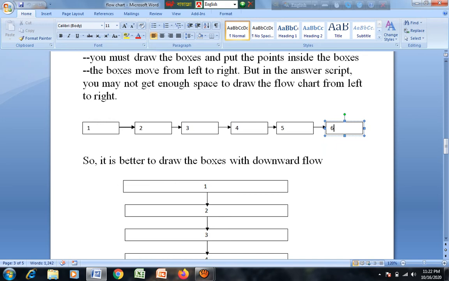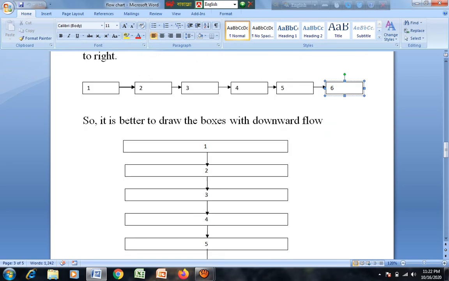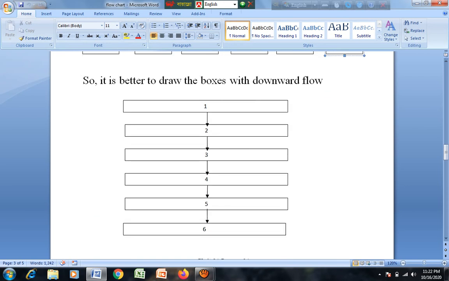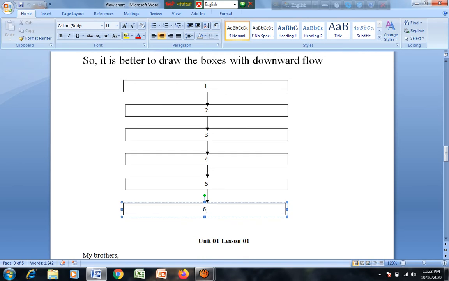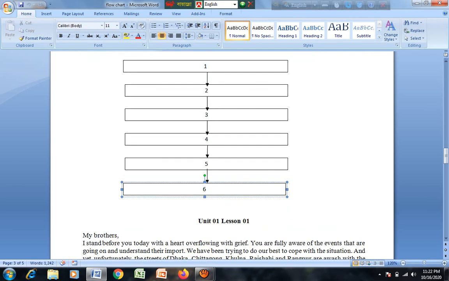To solve the problem, the teachers have made the task easier for you. So you are advised to draw the boxes from top to downwards. Your flow will then be a downward flow. 1, 2, 3, 4, 5 and 6. Just answer the question in this way and you will get full marks in your answers. This is the process of writing flowchart.